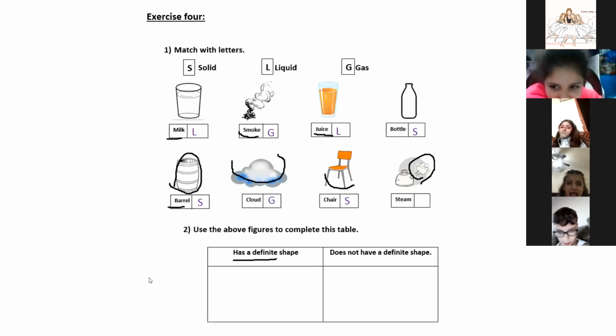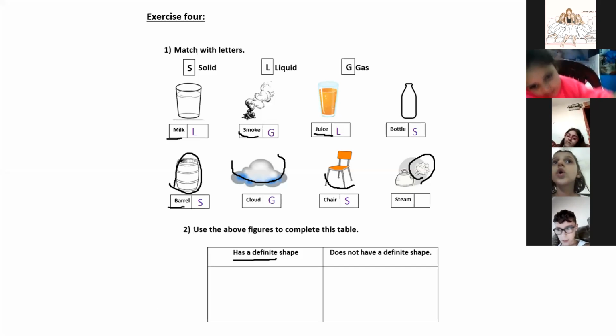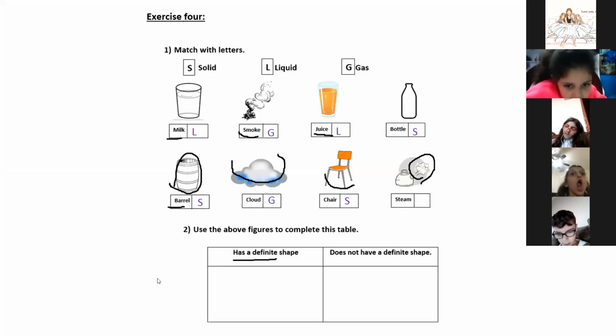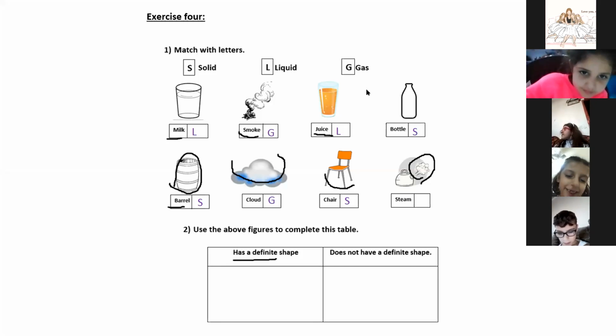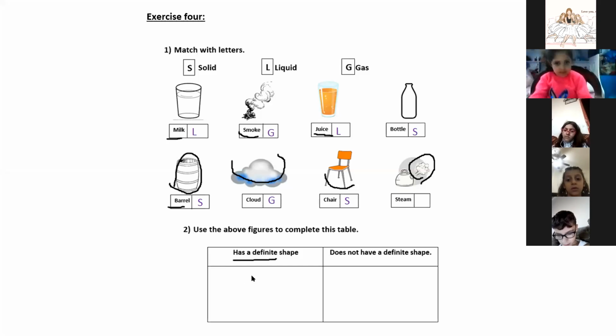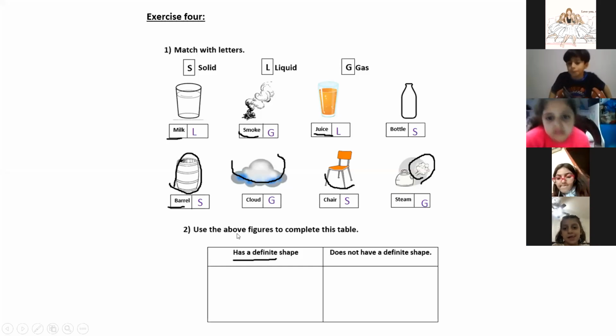The steam, Sulana. I didn't hear you today. The steam, is it solid, liquid, or gas? Okay, Ali. The steam, solid, liquid, or gas? Ali, can you hear me? Please stop writing on the chat, everyone. Ali Jawad, is the steam solid, liquid, or gas? Gas. Thank you.